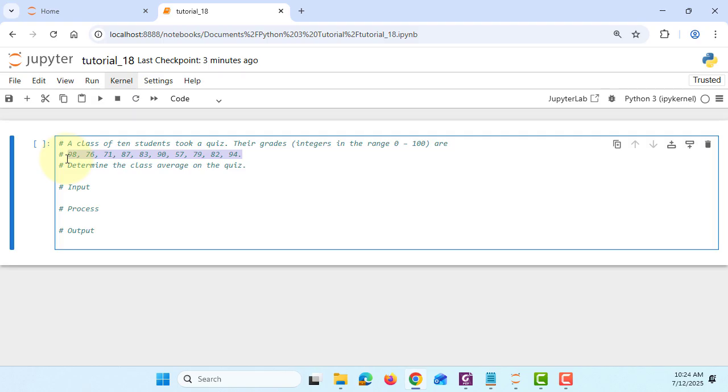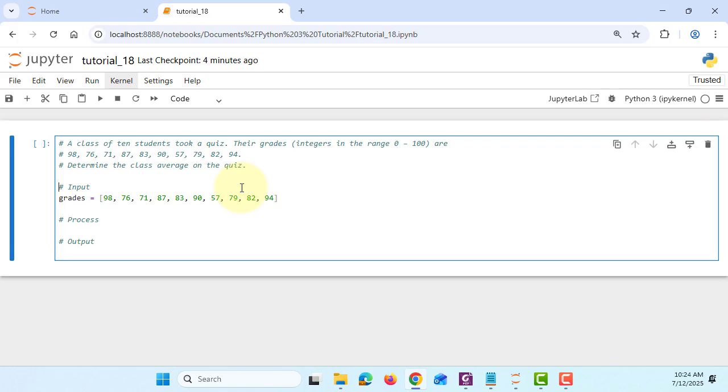Okay, so let me just copy these numbers, and I'm going to put them here. Well, we need to keep them somewhere, so I'm going to call it grade. This consists of 10 numbers. Okay.